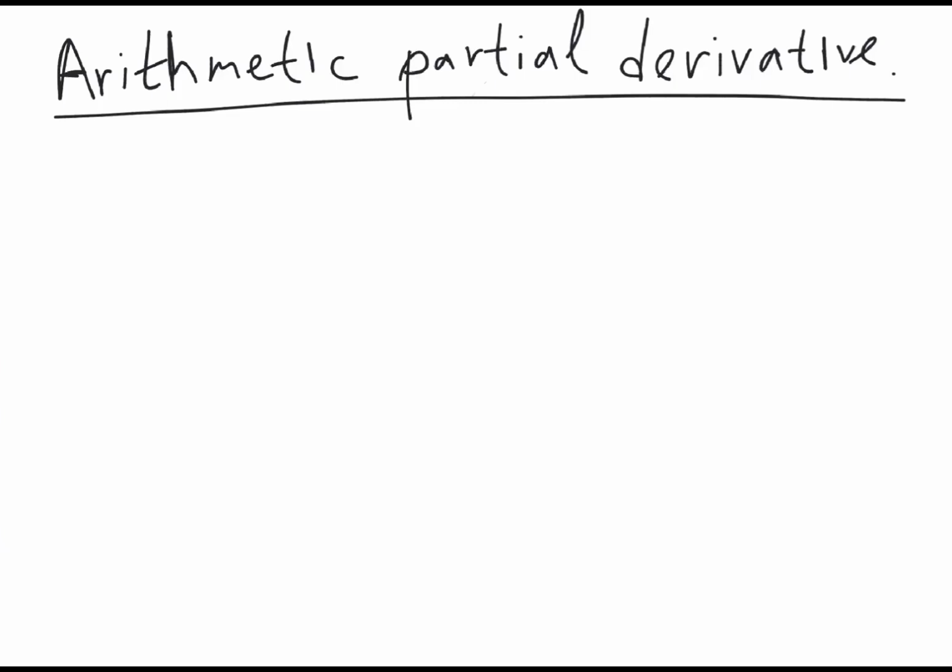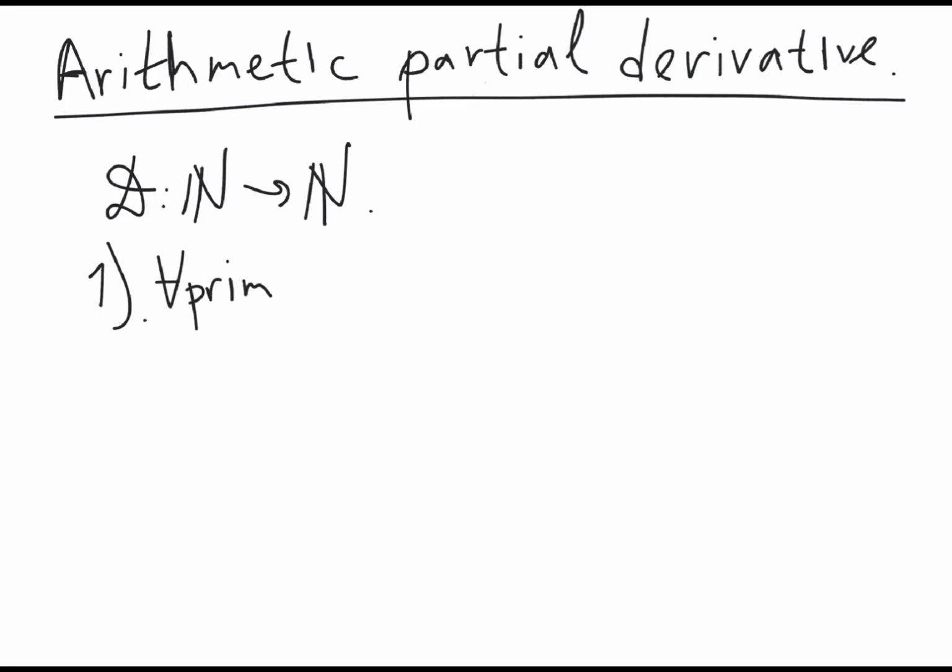Okay, in this video I'm going to talk about the arithmetic partial derivative. So recall that the arithmetic derivative is a function d from natural numbers to natural numbers defined by two properties. First, for any prime number p, we have d of p is equal to 1, so it's equal to 1 for all prime numbers.